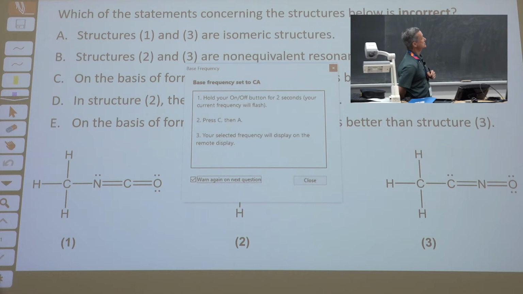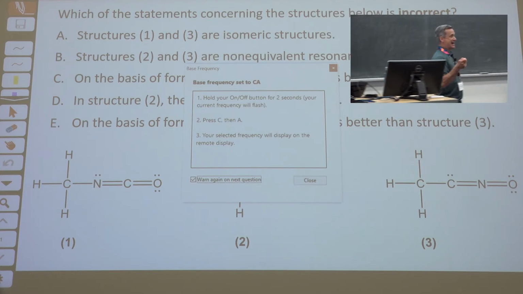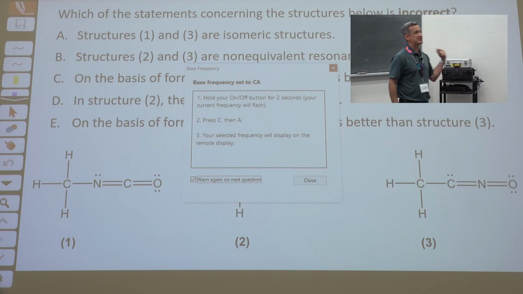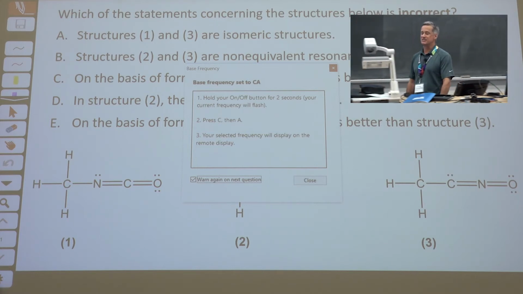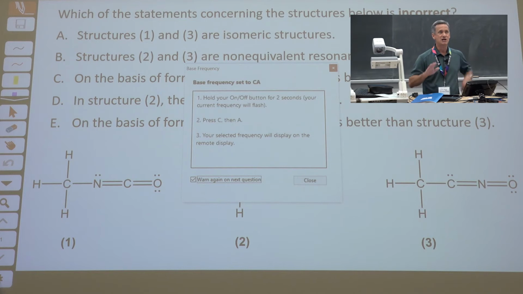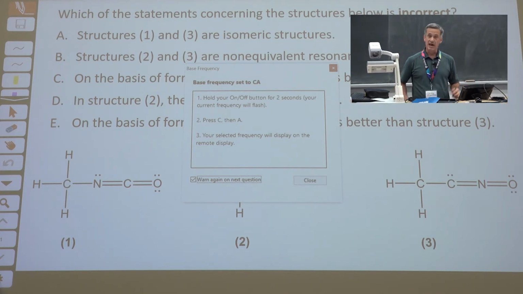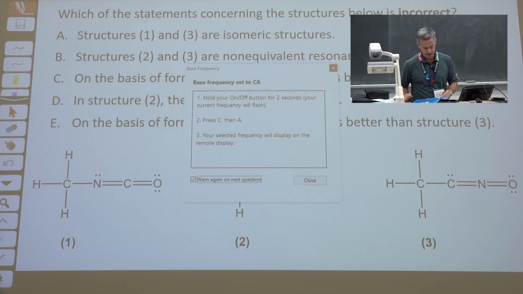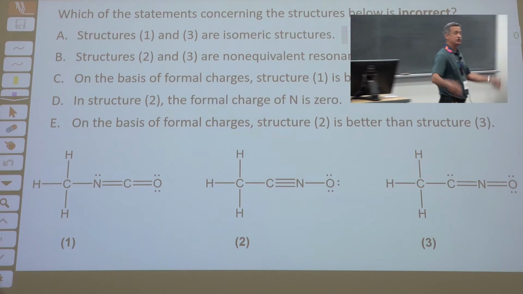So here are the instructions. It says, if you can't read, you want to hold your power button down until the light flashes. And then once it flashes, press the letter C, followed by the letter A on your remote to set the frequency to CA. That's the frequency for this room so that our clickers aren't interfering with what's going on in other rooms. Okay? So I'm going to find out if people are going to be able to enter their answers, whether this has actually happened. Okay, you can see the timer is going down from 3 minutes. Do your best.